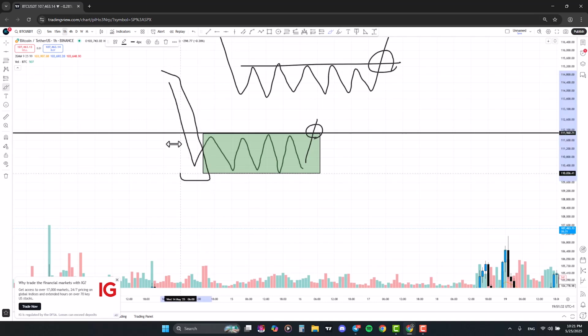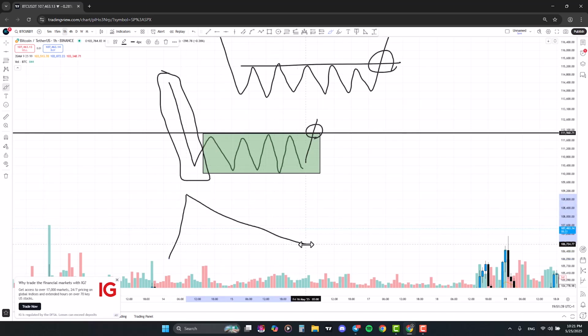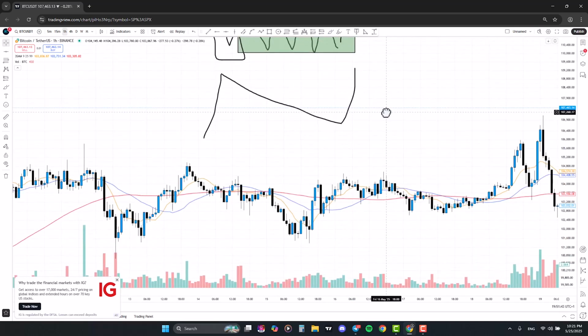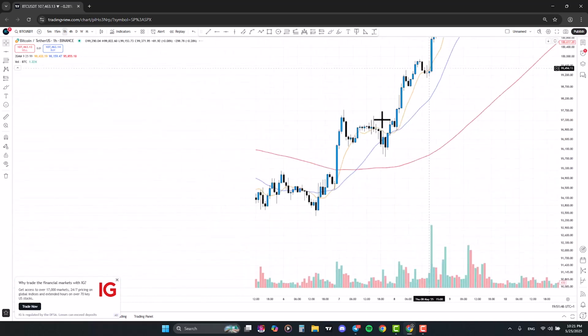And as it moved into the range rectangle, volume began to drop. That serves as a confirmation. Then once this level is broken, volume needs to rise again to provide us with stronger confirmation. Let me find that. Here it is.